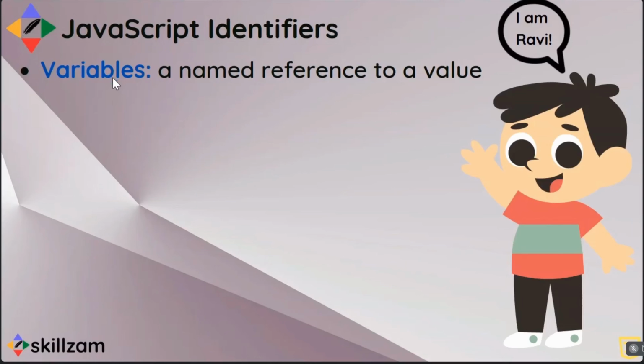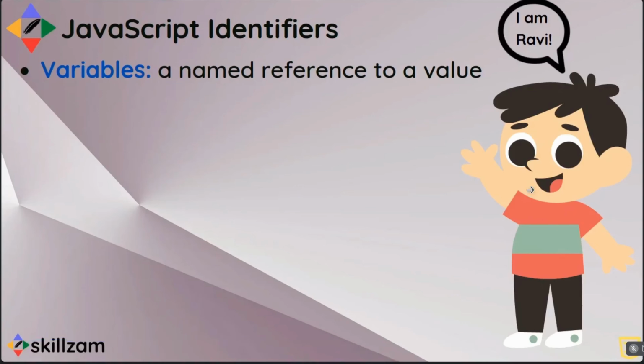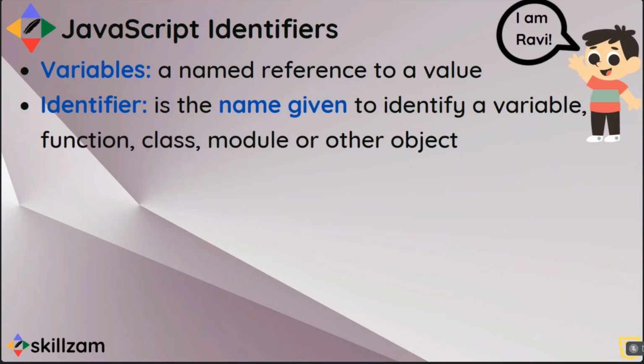But now let's assume there's a person here. He's saying, I'm Ravi. If you observe the person, he's a male, but you don't know what his name is until he is assigned a name. Now he's saying, I am Ravi, which means this person has a named reference to a value called Ravi. All right. Now, what is an identifier? An identifier is a name given to identify a variable, function, class, module, or other objects.